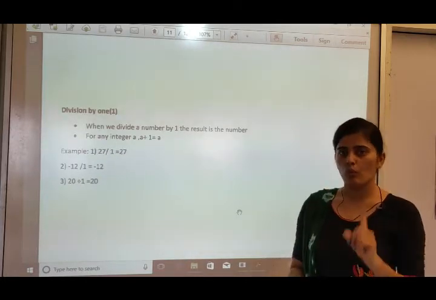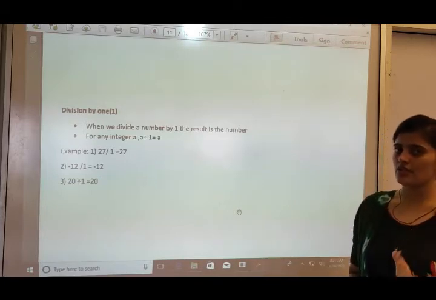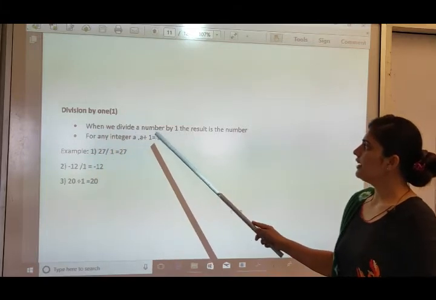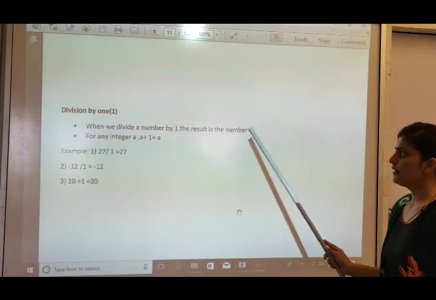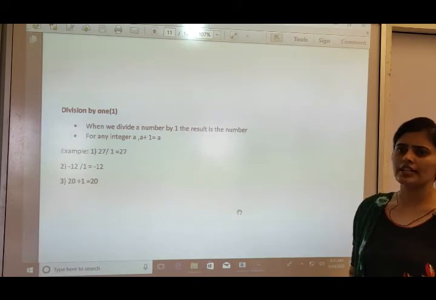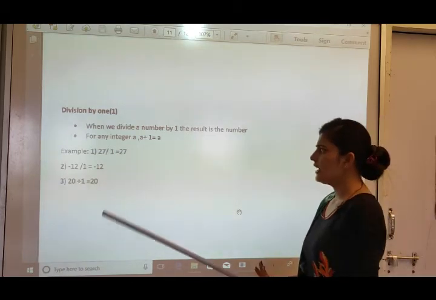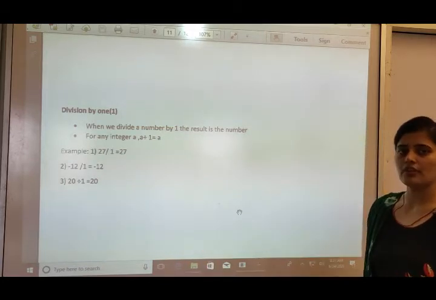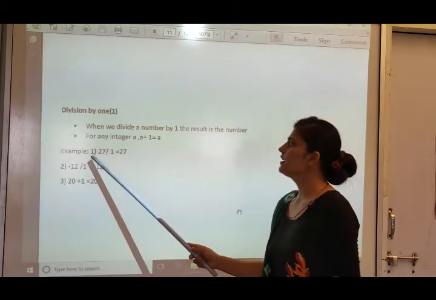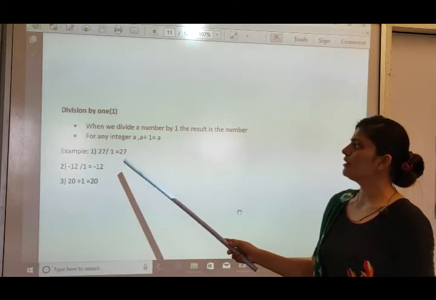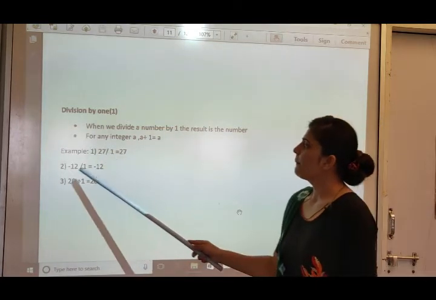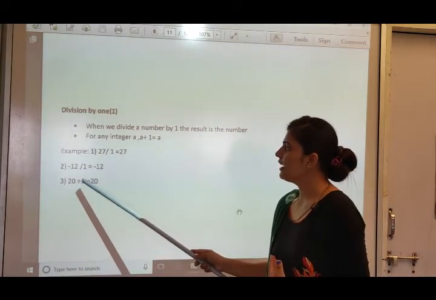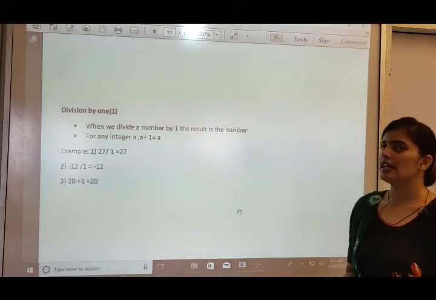Now we have seen division by 0. Now we will see division by 1. First, when we divide a number by 1, the result is the number itself. Whenever we are dividing anything by 1, we get the number itself. For any integer a, a divided by 1 will be equal to a only. Example: 27 divided by 1 will be equal to 27 itself. Minus 12 divided by 1, the answer will be minus 12. Third, 20 divided by 1, the answer will be 20 itself.